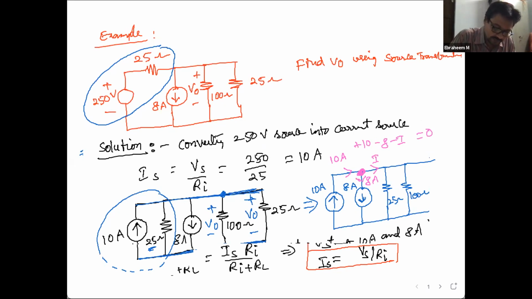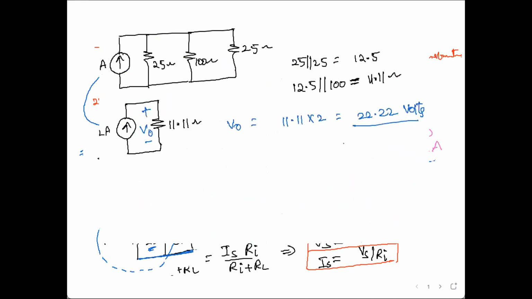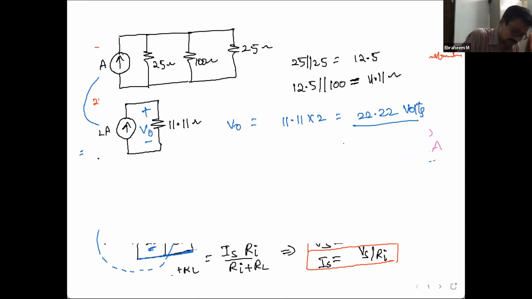That means minus of 8 plus I, we can write the total current. So I will be equal to how much? 2 amperes. That same 2 amperes I have used here. So that's why I kept a 2 amperes current source in the upward direction. Then only it is possible to show 2 amperes approaching this node. Is it clear?